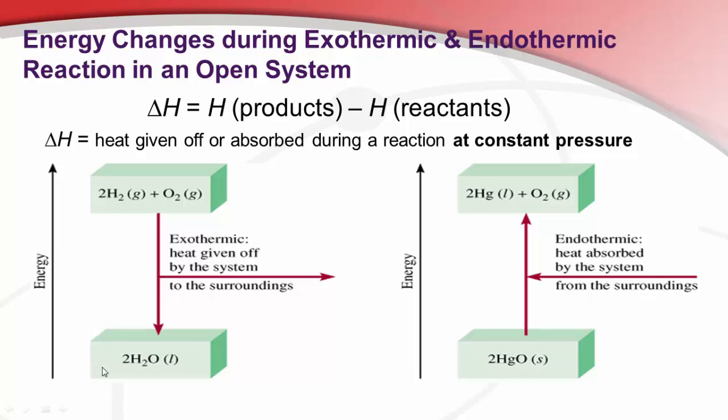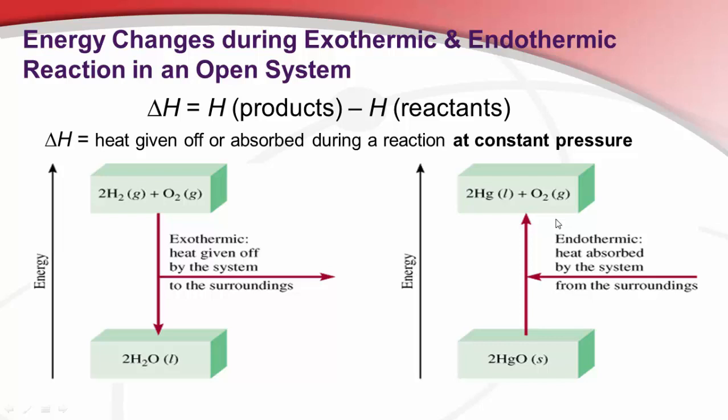And then when we're finished, there is less energy contained within these bonds. Our system's at a lower energy level. That energy, of course, is the heat that's given off to the surroundings. This is an exothermic reaction. Now, in contrast, in the reaction on the right, we're taking mercury oxide, 2 moles of it, and it decomposes to liquid mercury and oxygen gas.